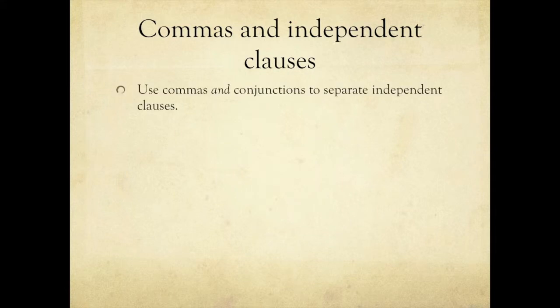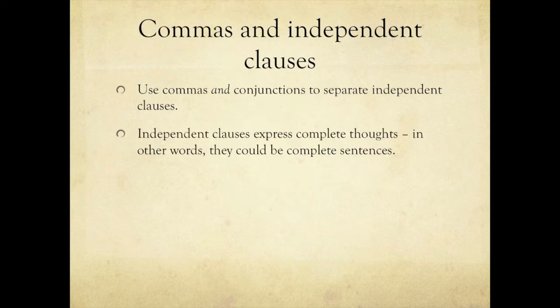Alright, so we use commas and conjunctions to separate independent clauses. The conjunctions there are important, right? We need both of these when we have 2 independent clauses. And if you're a little confused about what an independent clause is, that's understandable. They can be confusing sometimes, but what we want to do is look for the ones that express complete thoughts. When you get to the end of it, you know what the subject is, you know what the verb is. Okay.